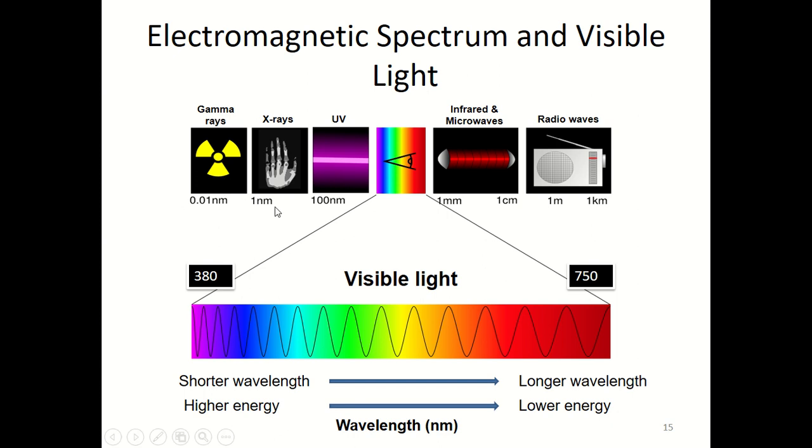That's why we cannot do a lot of X-rays, because it can disrupt or destroy your cells, and don't expose yourself to gamma rays. Okay, so for the visible light over here, the spectrum is about 380 nanometer up to 700 nanometer.